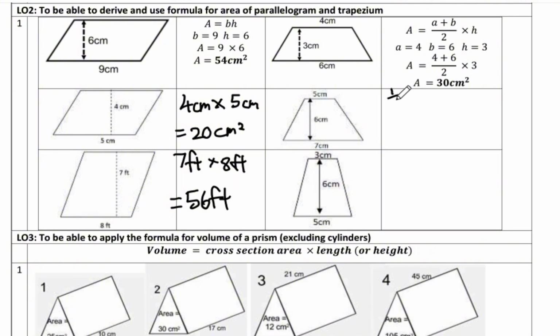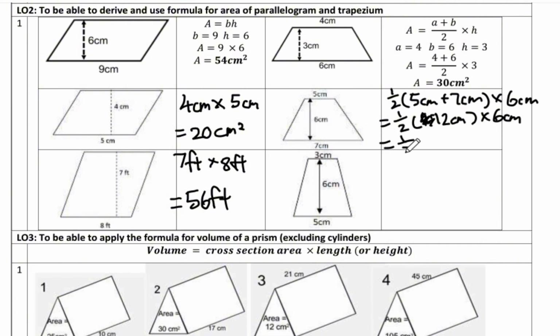And 1 over 2, 5 cm plus 7 cm times 6 cm would equal to 1 over 2, 12 cm times 6 cm would equal to 6 cm times 6 cm, which is 36 cm squared.